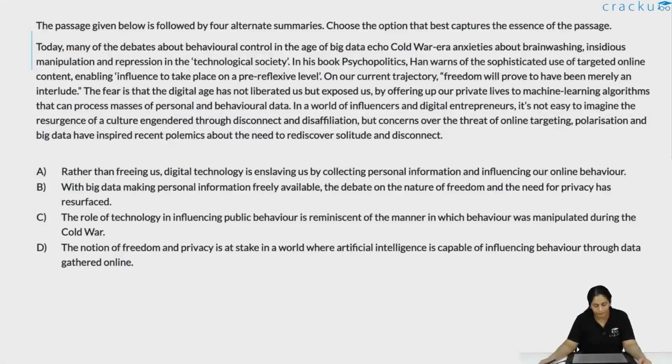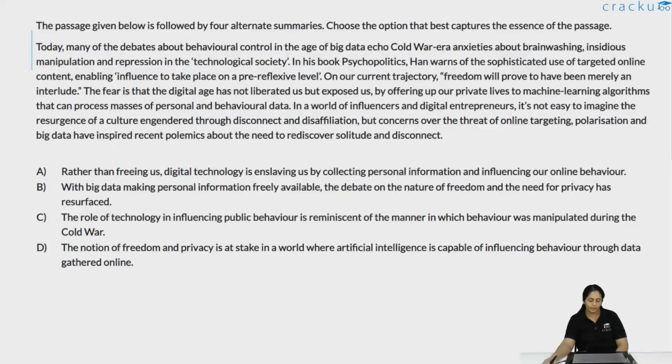Today, many of the debates about behavioral control in the age of big data echo Cold War era anxieties about brainwashing, insidious manipulation, and depression in the technological society. In his book Psychopolitics, Han warns of the sophisticated use of targeted online content, enabling influence to take place on a pre-reflexive level. On our current trajectory, freedom will prove to have been merely an interlude. The fear is that the digital age has not liberated us but exposed us by offering up our private lives to machine learning algorithms that can process masses of personal and behavioral data.